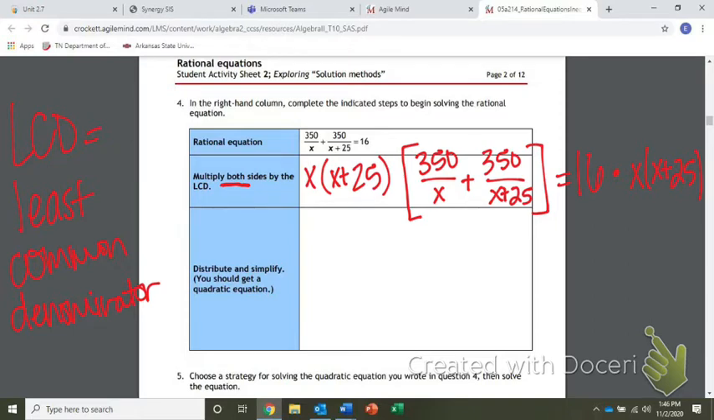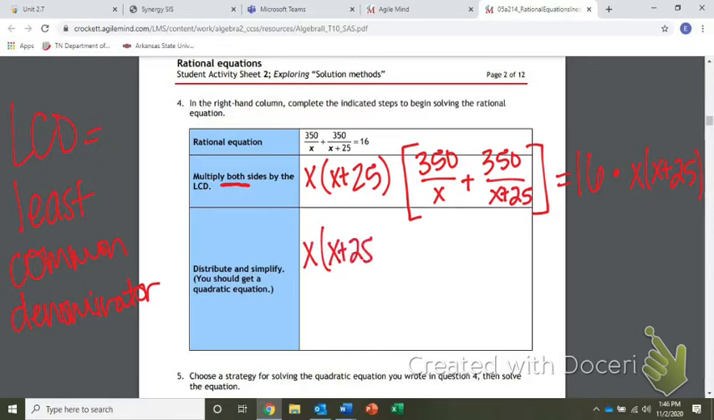Okay? Now, does that x times x plus 25 go to everything in the brackets? No, wait, say that one more time. This right here. X times x plus 25. It goes to everything in the bracket. Right. Okay? So, what I'm going to do now is I'm going to split it up. I'm going to break it up. So, I'm going to write in the third box, distribute and simplify.